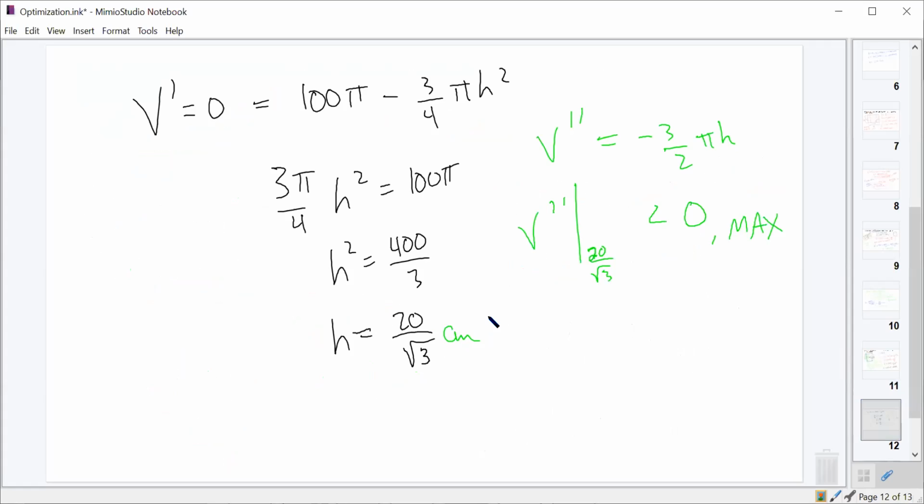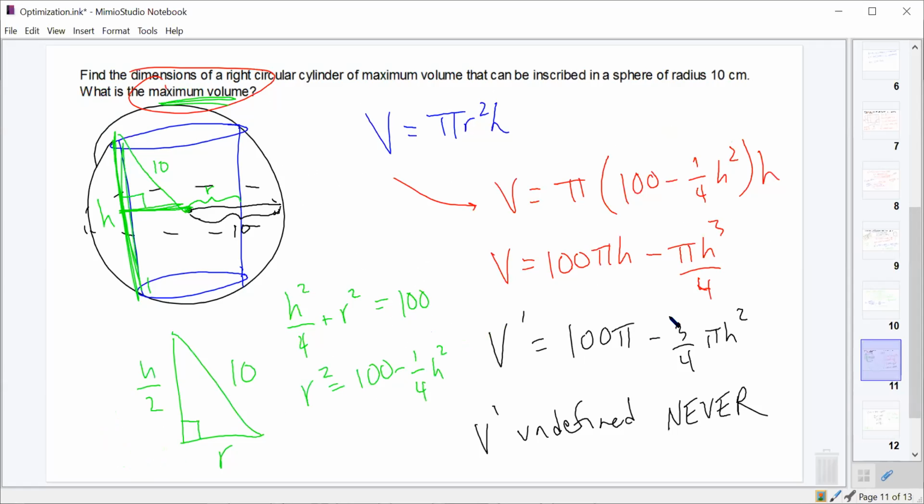And if we wanted to figure out the actual volume, which is what the question's asking, we just plug it in. V of 20 over root 3 equals what? So here's our volume equation. If you plug in 20 divided by root 3 to that, what do you get?